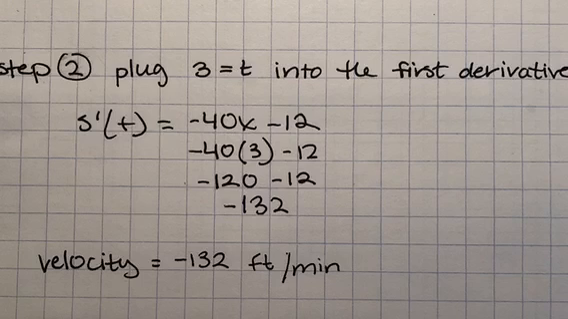Step 2 is to plug in your given value of 3 for t into the first derivative we just found. So the derivative is s prime of t equals negative 40t minus 12. My apologies, that x should be a t. So you get negative 120 minus 12, which is negative 132 after plugging in the 3 for t. So the velocity is negative 132 feet per minute.